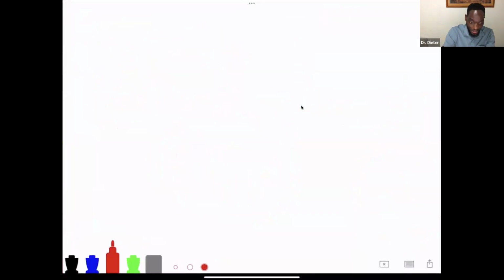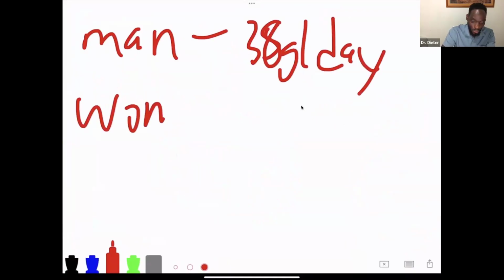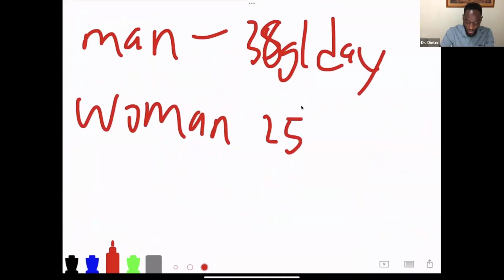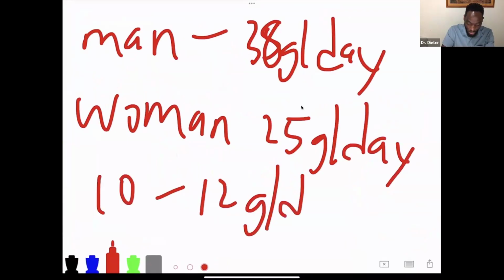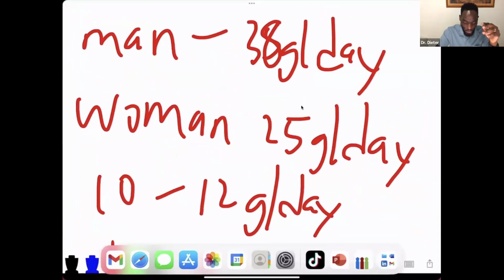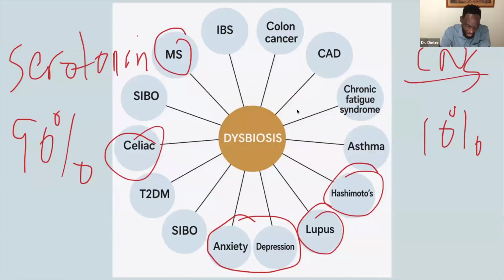It is estimated that if you're a man, you need to consume 38 grams of fiber a day. If you're a woman, you need to consume 25 grams of fiber a day. The NIH estimates that men and women in the US are consuming an average of 10 to 12 grams of fiber a day. So fiber is very important in our microbiome function and important in insulin signaling. It's no doubt that all these diseases are rampant because our foods are so processed.